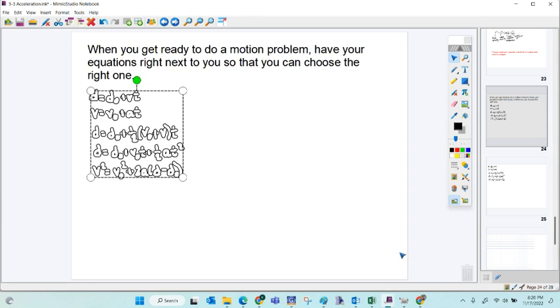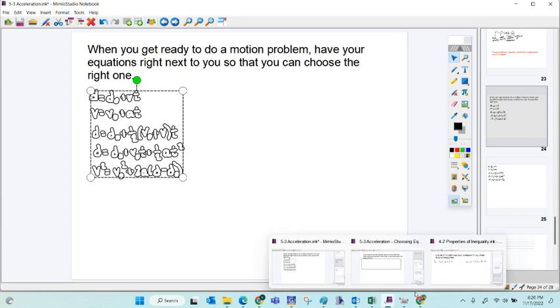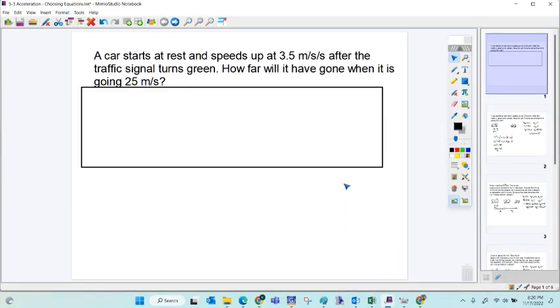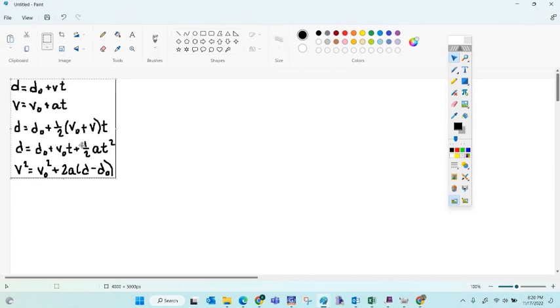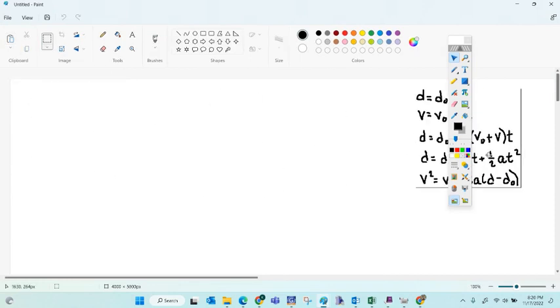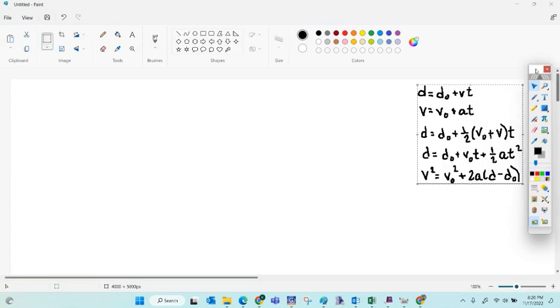Remember, I had given you a sheet that was labeled 5-3 acceleration, but then I gave you a sheet that had a couple of problems right along with. Here's this one that says a car starts at rest and speeds up at 3.5 meters per second. So I'm going to put our equations here. We're just going to use those. So I'm going to put that here and move this out of the way.